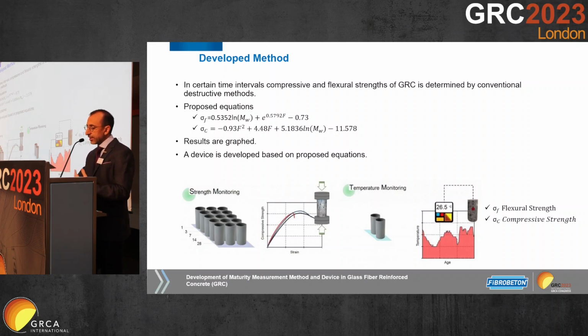Based on the relation, these equations are proposed. The first equation, the flexural, can be used by following its temperature history. And this small f here on that side, the big F, let's put it that way, indicates the fiber ratio. The second equation is for the compressive strength value.